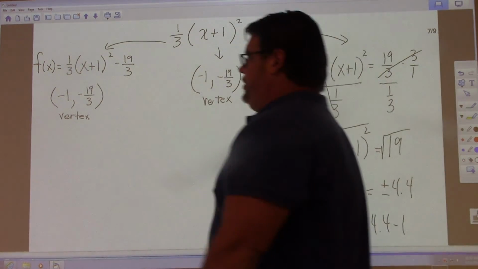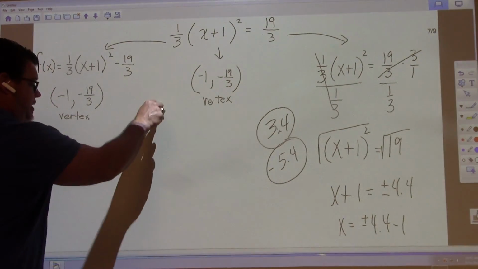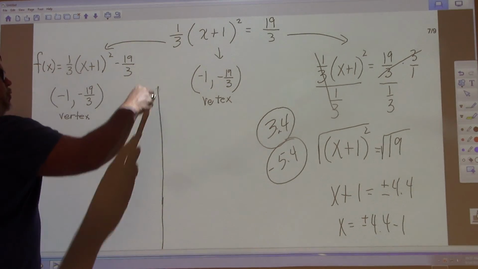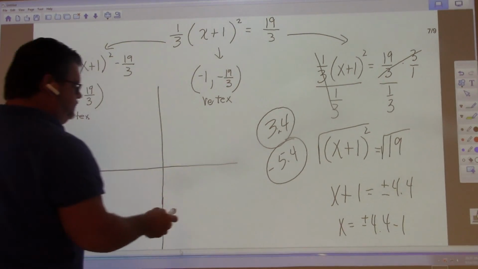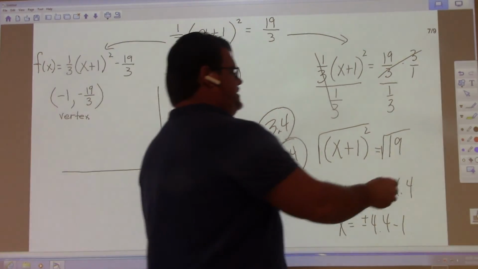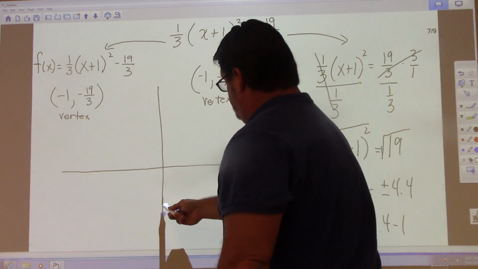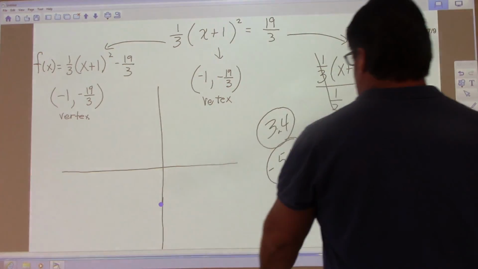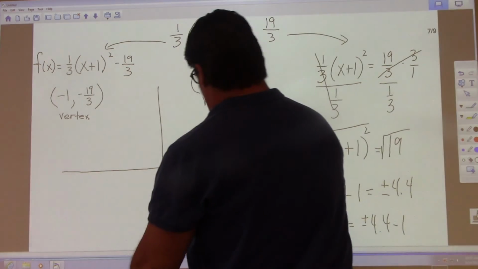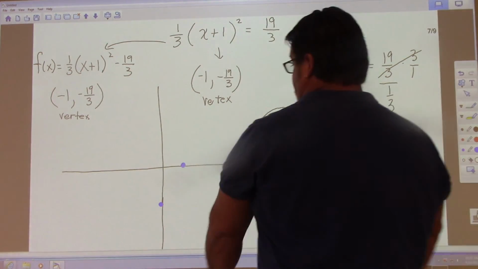Now we're not going to do all the other stuff, but I want you to put it in your graphing calculator. What's the y-intercept? 0, -6. -6. -6. And 3.4 and -5.4.